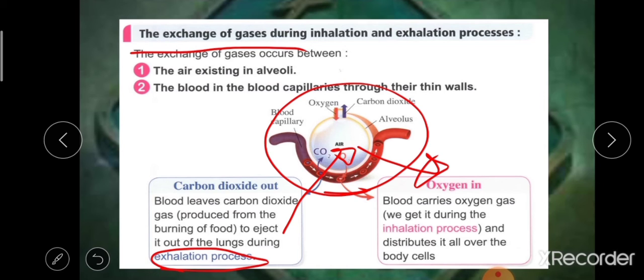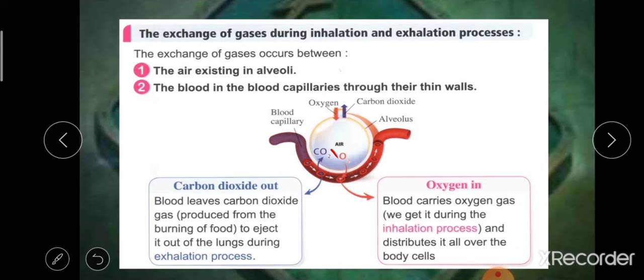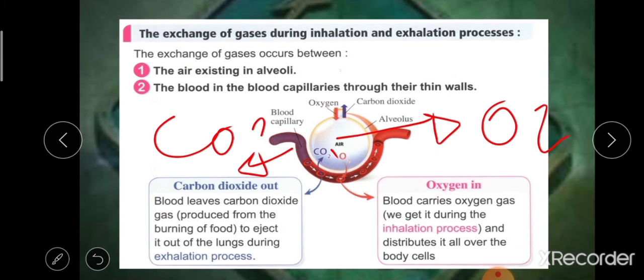Okay? And we said that during exercise or activity, the rate of respiration increases to obtain more energy. The exchange of gases takes place in the alveoli between the air in the alveoli, which contains oxygen gas, and the blood in the blood capillaries, which contains carbon dioxide gas and water vapor. Blood removes carbon dioxide and takes oxygen. This is called exchange of gases.